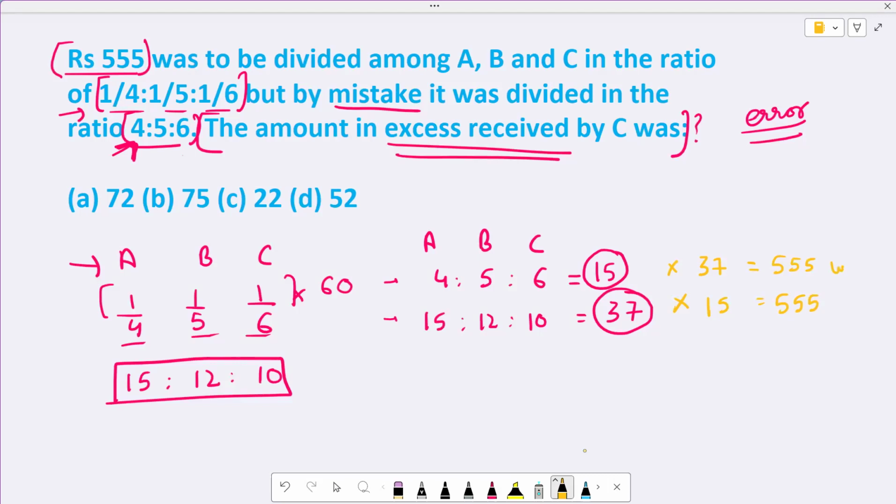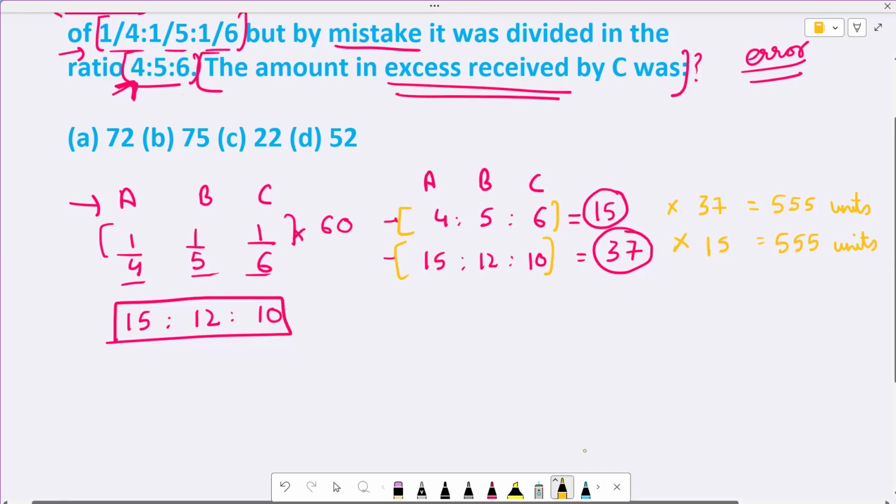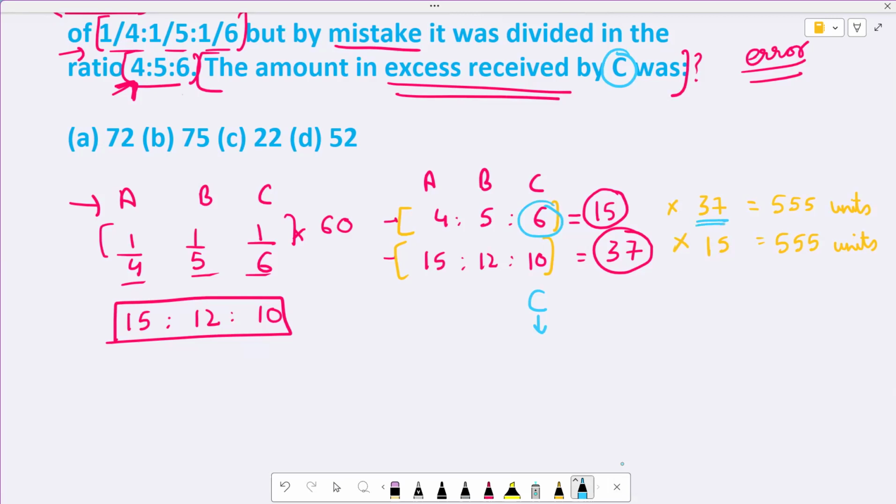So now they are equal. 555 units, 555 units. This will be the sum of all these ratios. How come? We'll also have to convert these numbers, right? That is a pretty basic thing because these are not the actual numbers now. The numbers have changed. For example, we focus on the particular person C because the question is asking about C itself. So for C, we'll have to multiply 6 by 37, since originally the ratio was 6. We'll get 222.